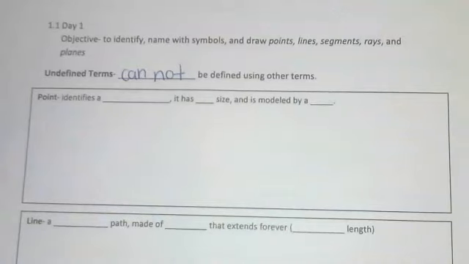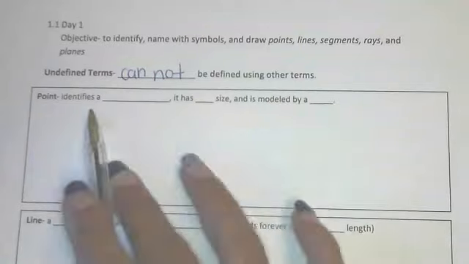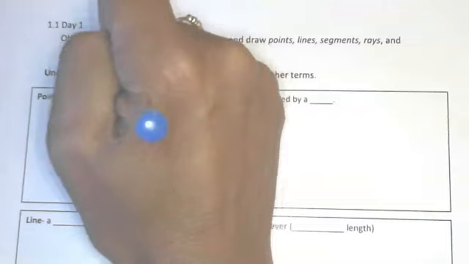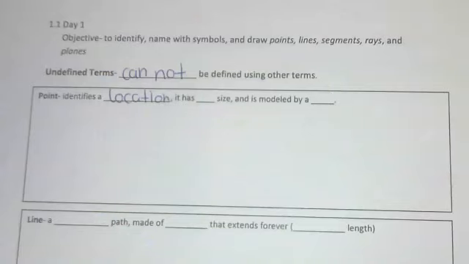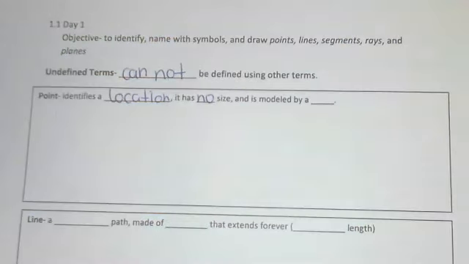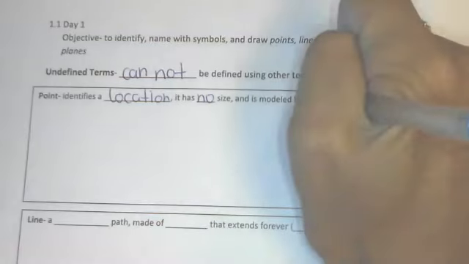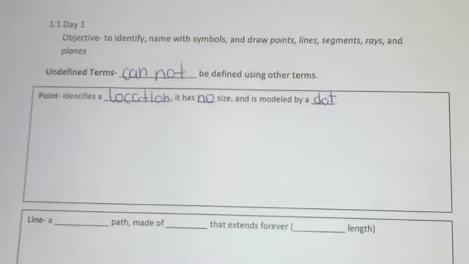Okay, so a point. What is a point? In geometry, a point identifies a location. It's picking out a spot. That's its purpose. It has no size to it. If it has no size, how are we going to draw it? Well, we're going to model it. What do you think a point's going to be modeled with? Anybody? If I said put a point on your paper, what are you going to draw? A dot. Simple. Thank you for participating.